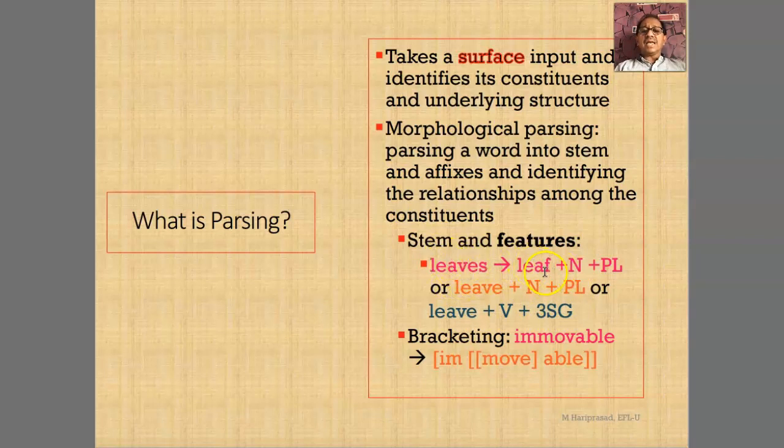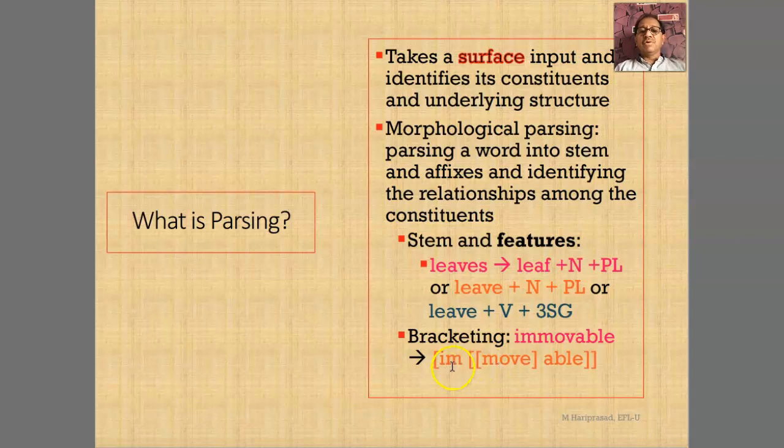So it is not just analysis of the word into its constituents, but parsing also tells us how they are combined with each other. That is, parsing shows the relationship among the constituents. So when you look at the word immovable, the word move is the stem. First, move attaches to able, or able attaches to move. Then the negative prefix attaches to movable. It is not the other way around.